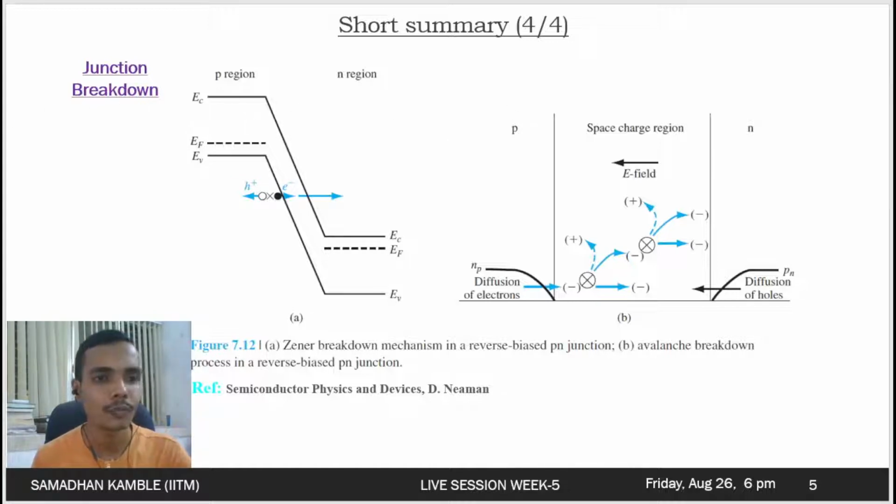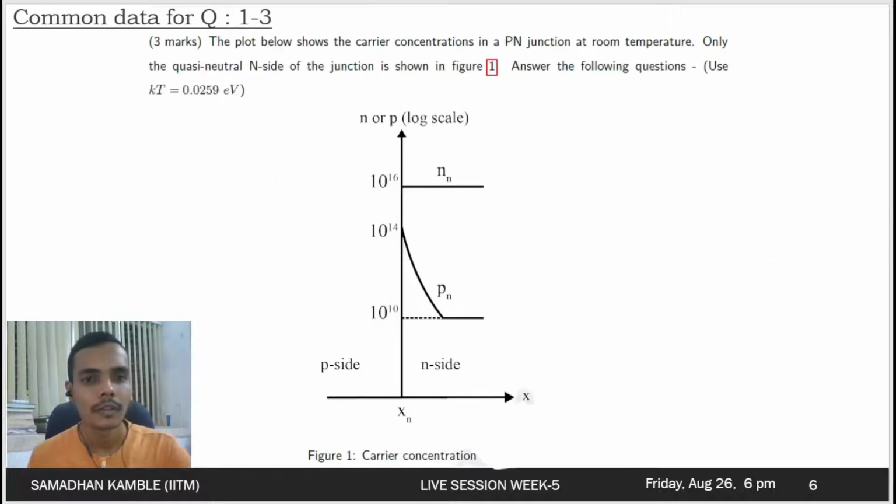Let us directly move to the assignment problems. This is the common data for questions 1 to 3. The plot shows the carrier concentrations in a PN junction at room temperature. Only the quasi-neutral N side of the junction is shown, P is not shown. We need to answer the following three questions based on this information.